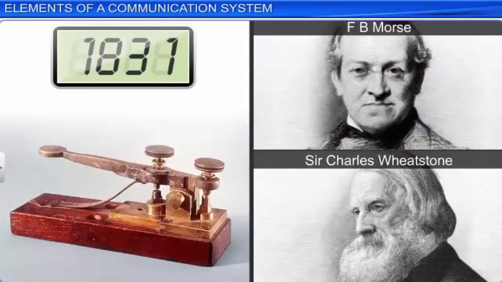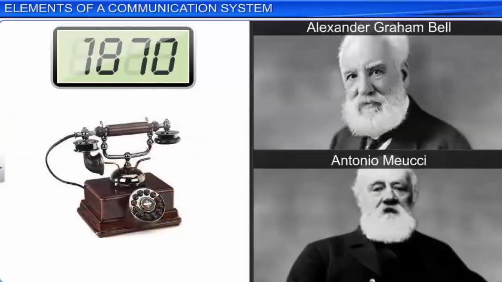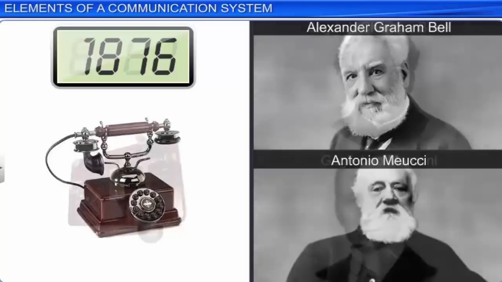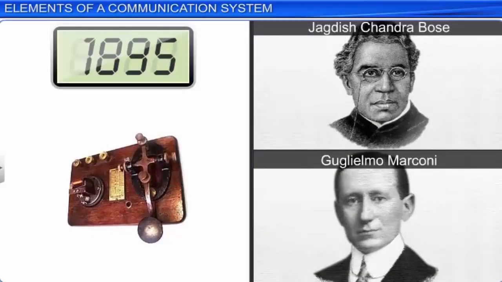The first major breakthrough in communication technology was the invention of the telegraph by F.B. Morse and Sir Charles Wheatstone. The next major breakthrough was the invention of the telephone by Alexander Graham Bell and Antonio Meucci. Jagdish Chandra Bose and Guglielmo Marconi demonstrated the use of wireless telegraphy in 1895, freeing us from the use of wires for communication.